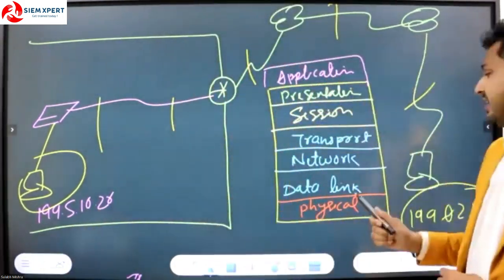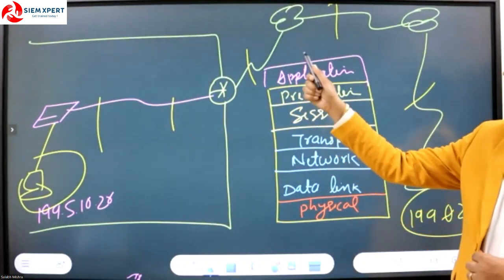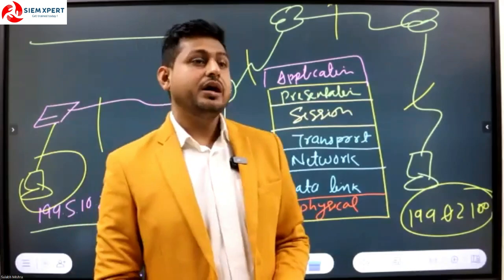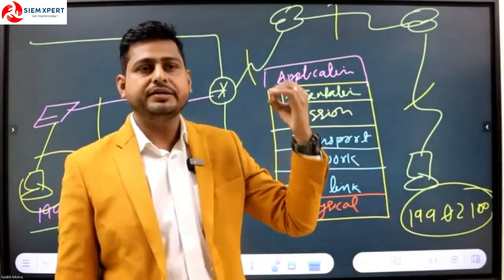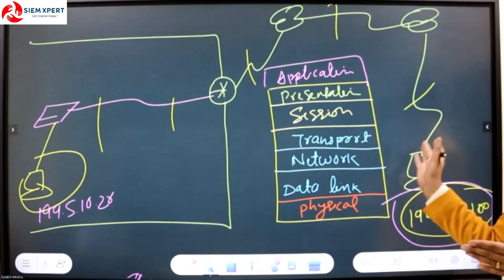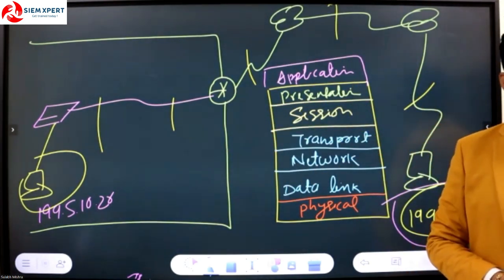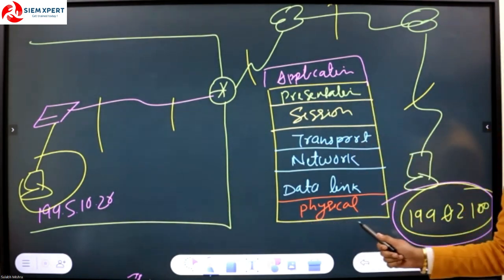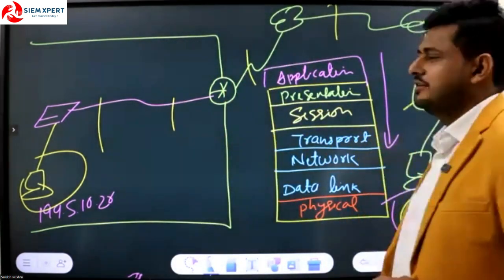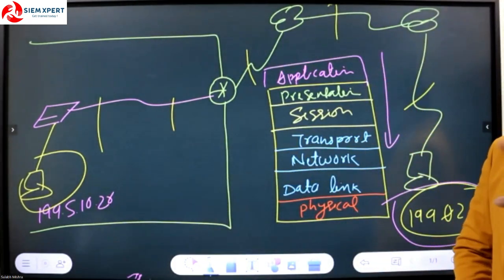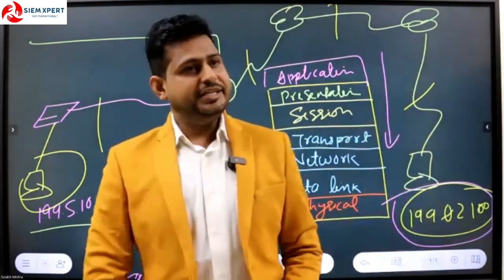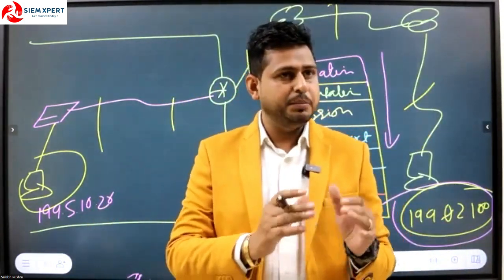So there are 7 layers: physical, data link, network, transport, session, presentation, and application. The OSI model is a standard model which defines how the communication happens from source to destination in the form of layers. So we define which particular part of this communication comes under which layer. The communication happens from application to physical, and physical to application. Each and every device we also categorize based on which layer it works at.